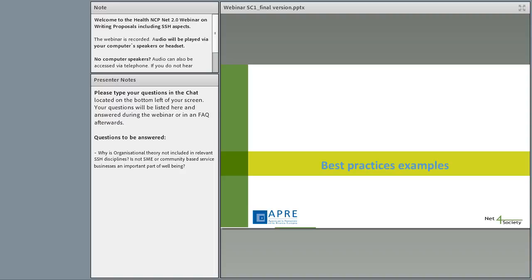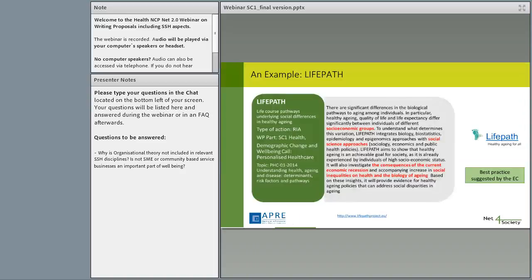Let's see some best practice examples. So all this theoretical discussion, I can understand that it's not so easy to understand all these aspects, all these steps, but we can try to understand with some best practice examples of successful projects funded in the 2014 topics, that this is something that is feasible and that the results of these projects are very interesting, more interesting than the results coming from a project that is not considering the socioeconomic sciences and humanities aspects.